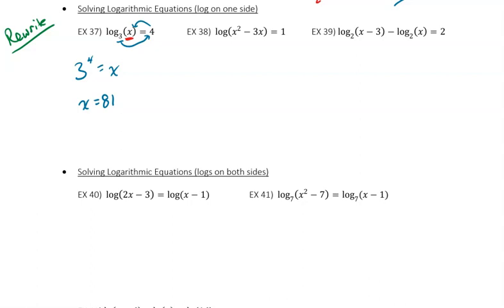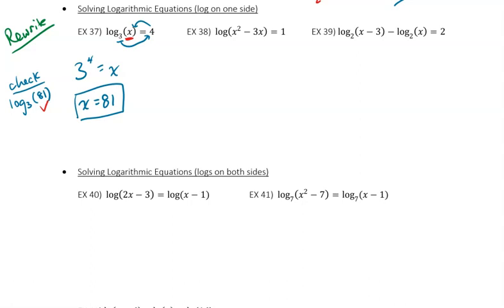Now, if we plugged it in this case, we would get log base 3 of 81. That's not a negative inside. So that's perfectly fine. We don't even have to go any further. We just need to make sure that we're not plugging a negative into a log. That's the important part. All right, that said, let's go ahead and look at example 38.